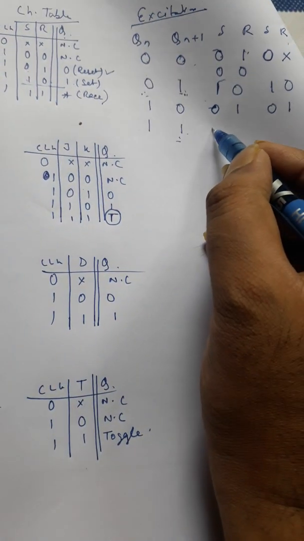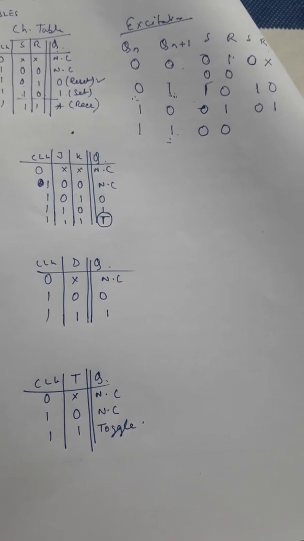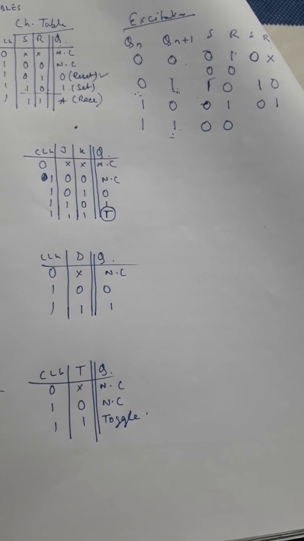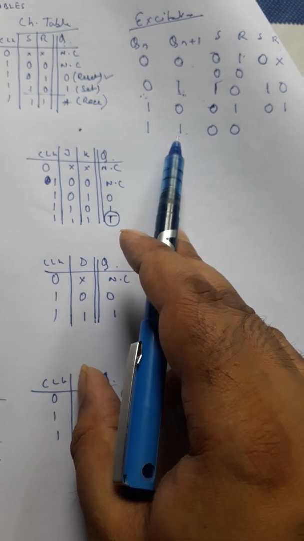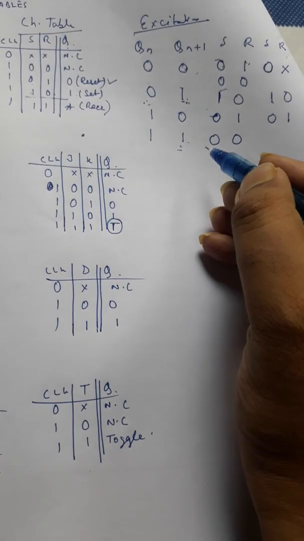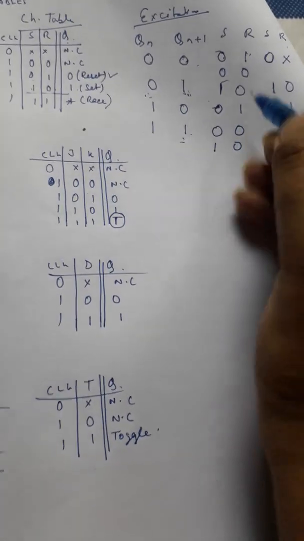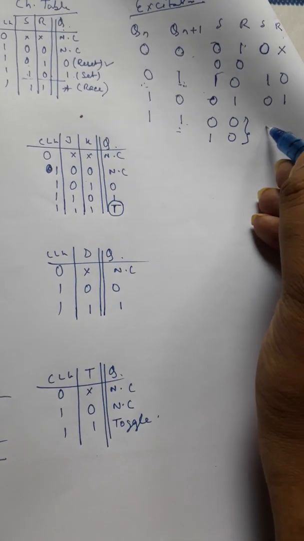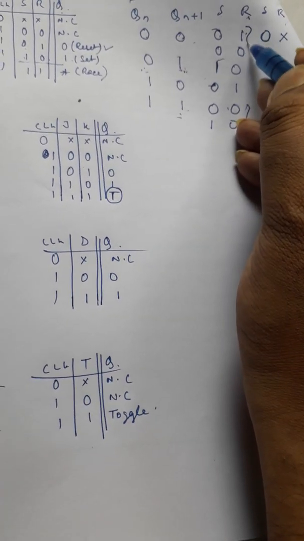It means that the flip flop was in no change state. The flip flop is in no change state, and no change is possible with 0 0. One can also say that the flip flop is set, right? It is set. So set means 1 0. So what do we see here? We see here that S is don't care and R is 0, right?